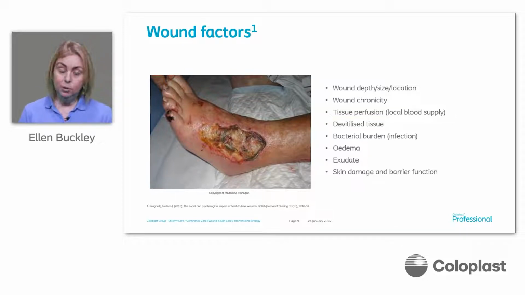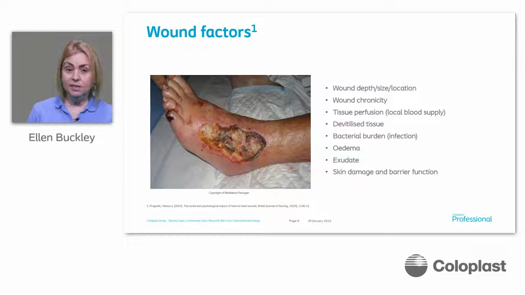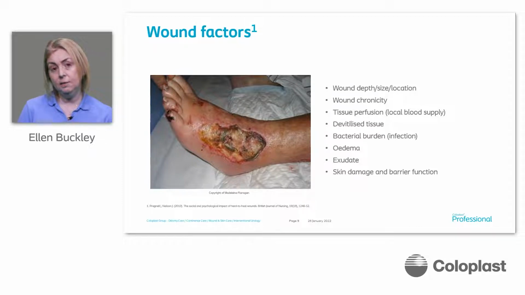Is there a good enough blood supply to that wound? We need blood to be able to heal the wound, so what is the perfusion to that wound like? Is there any devitalised tissue on the wound that we need to remove because it's going to cause us a problem in that healing process? What level of exudate is there?